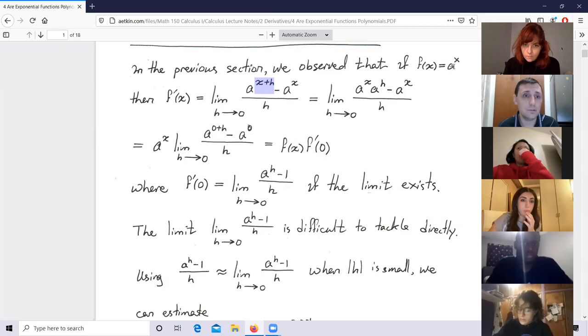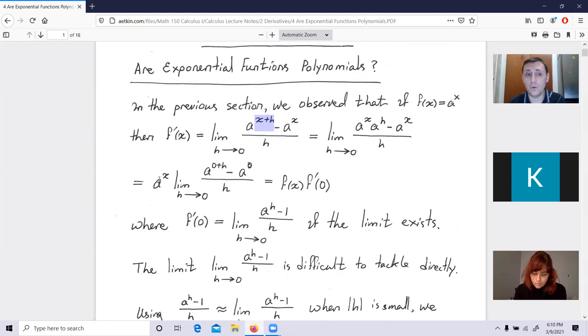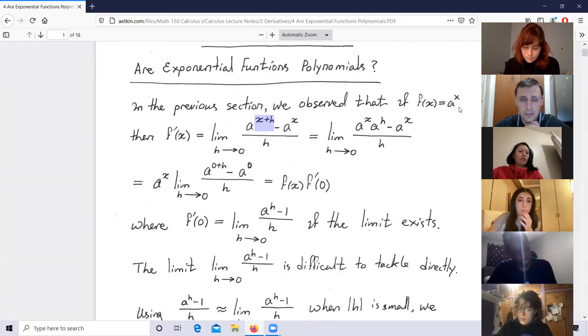When I factor it out, I am able to remove a to the x and I have this limit. It's the limit as h goes to zero of a to the zero plus h minus a to the zero, divided by h, which means that I started taking the derivative at an arbitrary point x and ended up taking the derivative at the point zero.